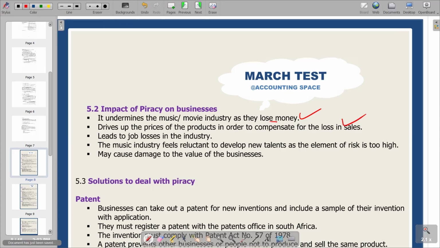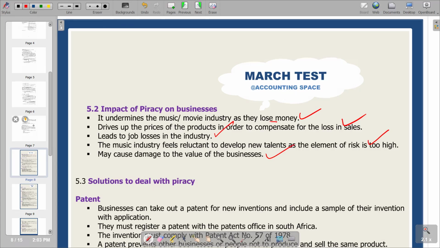Then we go to job losses in the industry. Obviously, the revenue is negatively affected. The business is going to be left with little money to pay its salaries and wages. Obviously, they accommodate fewer workers, and it's going to lead to job losses. The music industry feels reluctant to develop new talents as the element of risk is too high. So, obviously, potential business people might be intimidated by the issue of piracy and do not venture into operating a business. So it becomes a disadvantage even to the whole economy. It may also cause damage to the value of the business, which is also correct.